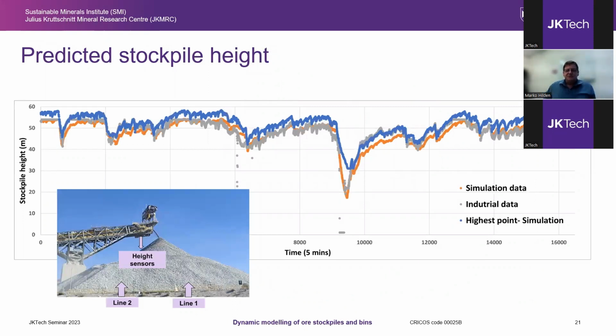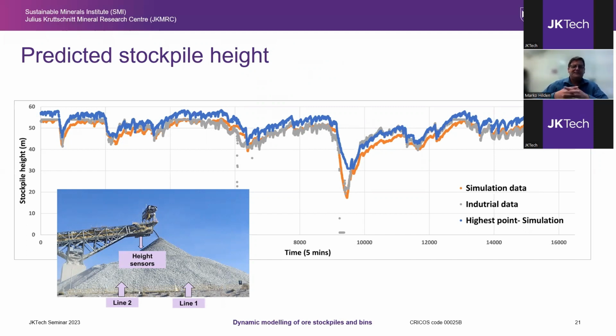The level sensor on the stockpile is located slightly off center of the stockpile, and the model, which is the orange line, does a good job of predicting the stockpile height at the location corresponding to the level sensor, which is the gray line. And the highest point on the pile is the blue line.